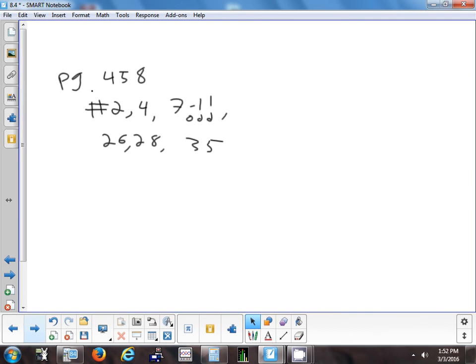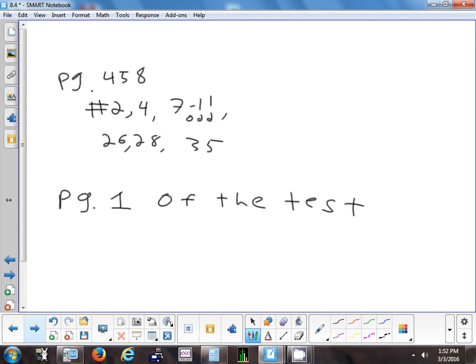All right, so the homework tonight will be just these few problems in the book. 2, 4, 7 through 11 odd, 26, 28, 35. And I'll give you page 1 of the test. I will be here after school today if anybody needs extra help. We can go over this tomorrow at the beginning of class. And then I'll give you the remaining part of the test in class tomorrow.